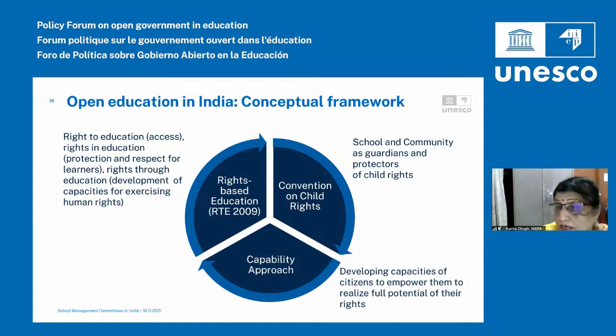We develop the capacities of the citizens, of the students, of the children, so that they can have other human rights, like the right to expression, the right to movement, a right to even have a dignified life. Another very important one is the Convention on Child Rights, 1989. This convention talks about how children have the right to express and the right to be heard.